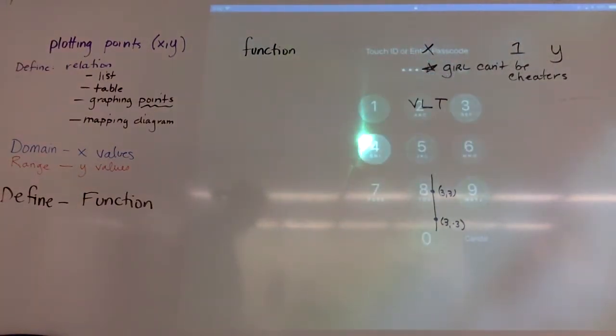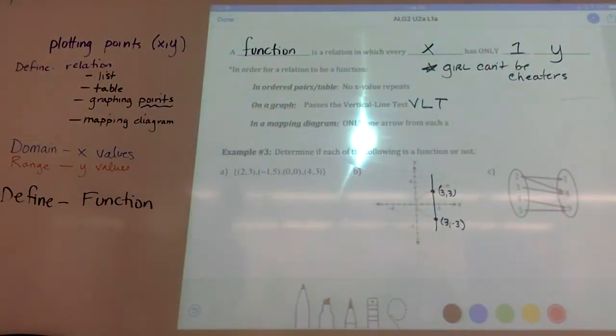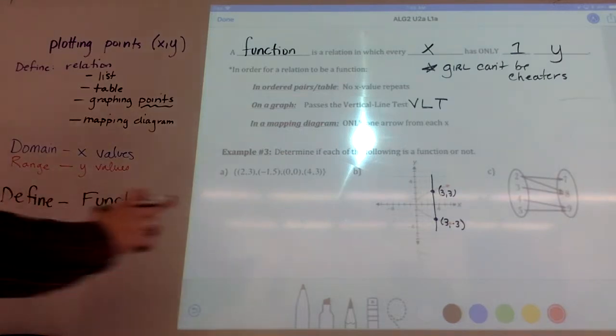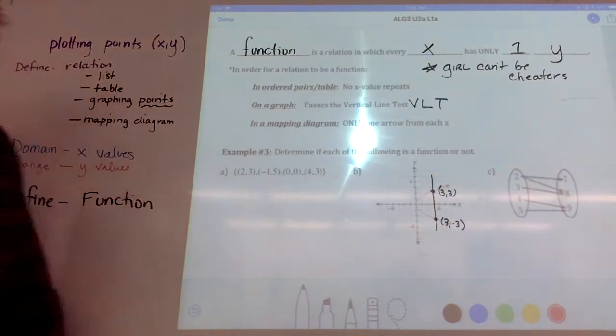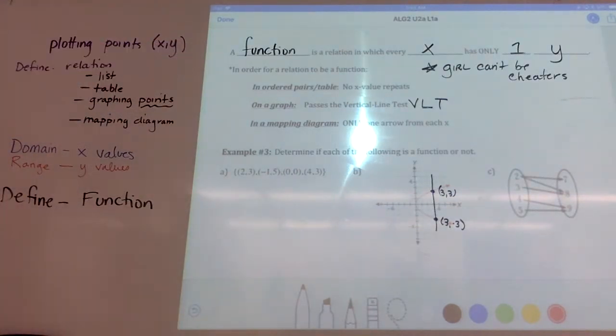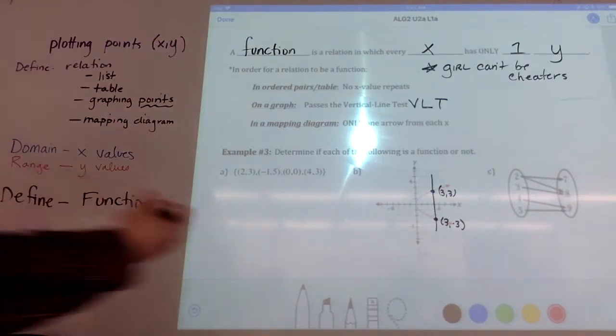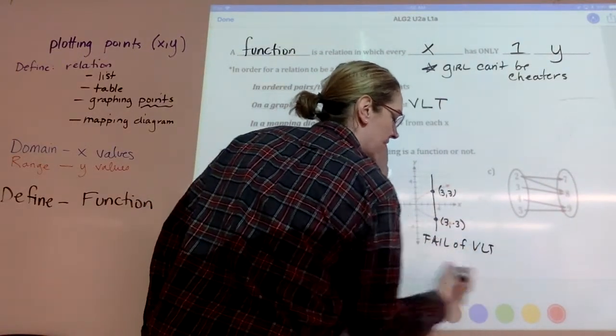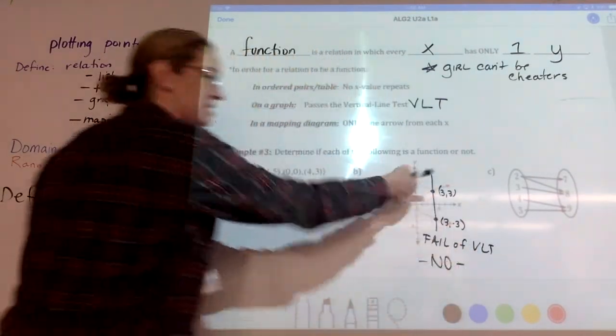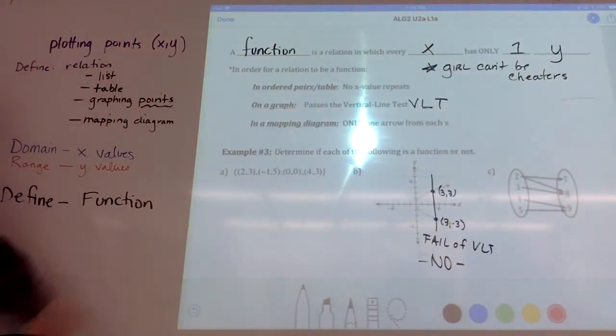Do you notice in my ordered pairs, my girl is the cheater? 3 is repeated. Okay, when you graph something and it's a girl cheater that repeats, they end up stacking on top of each other like this. I'm not going to go there with that. Just take it for what it's worth. That would be a fail of the vertical line test. This is a fail of the vertical line test. So we're going to say, no, this is not a function. That's how the vertical line test works.